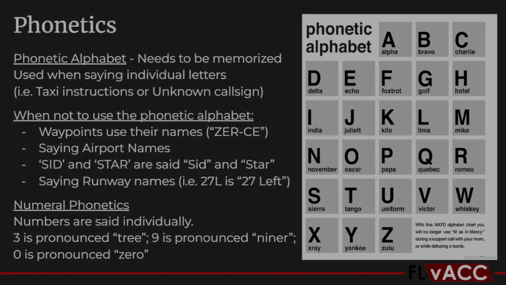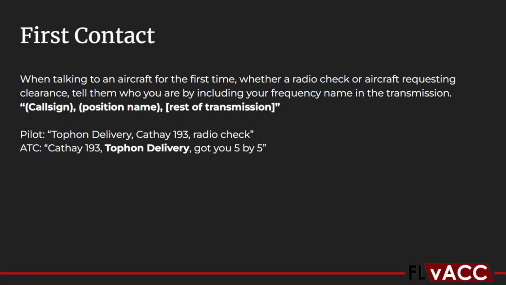With the letters and numbers out of the way, let's look at the first time you call an aircraft. All transmissions you make should start with the call sign of the aircraft you're talking to. This is to alert the pilot that the rest of the message is for them.